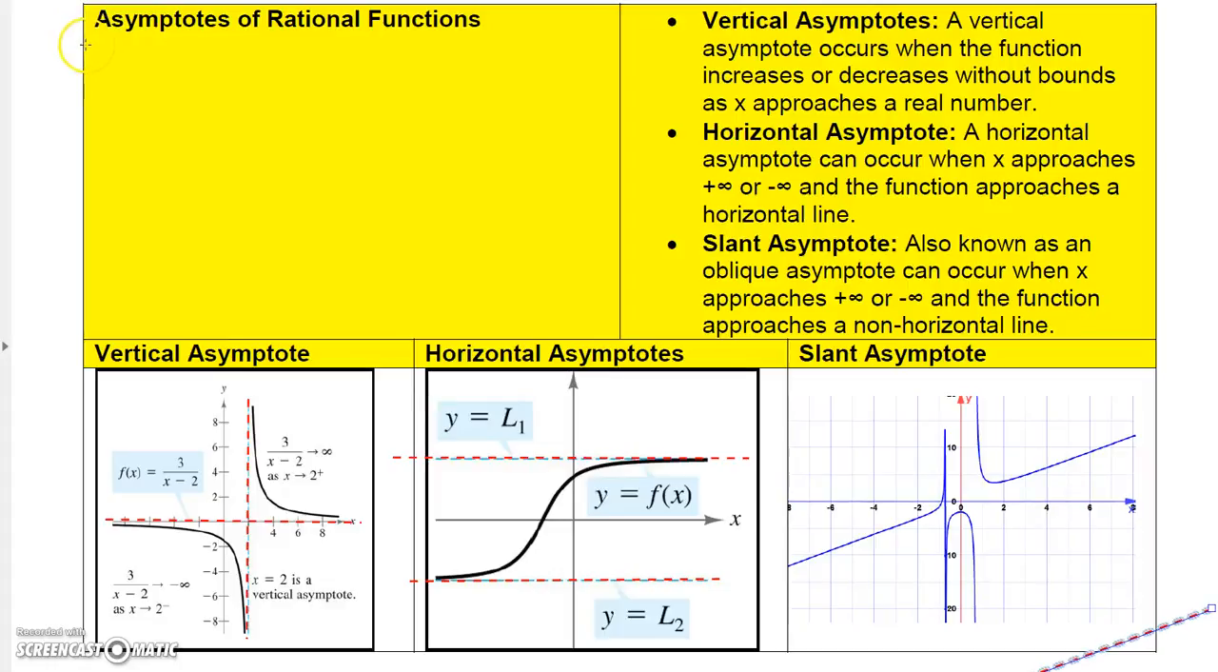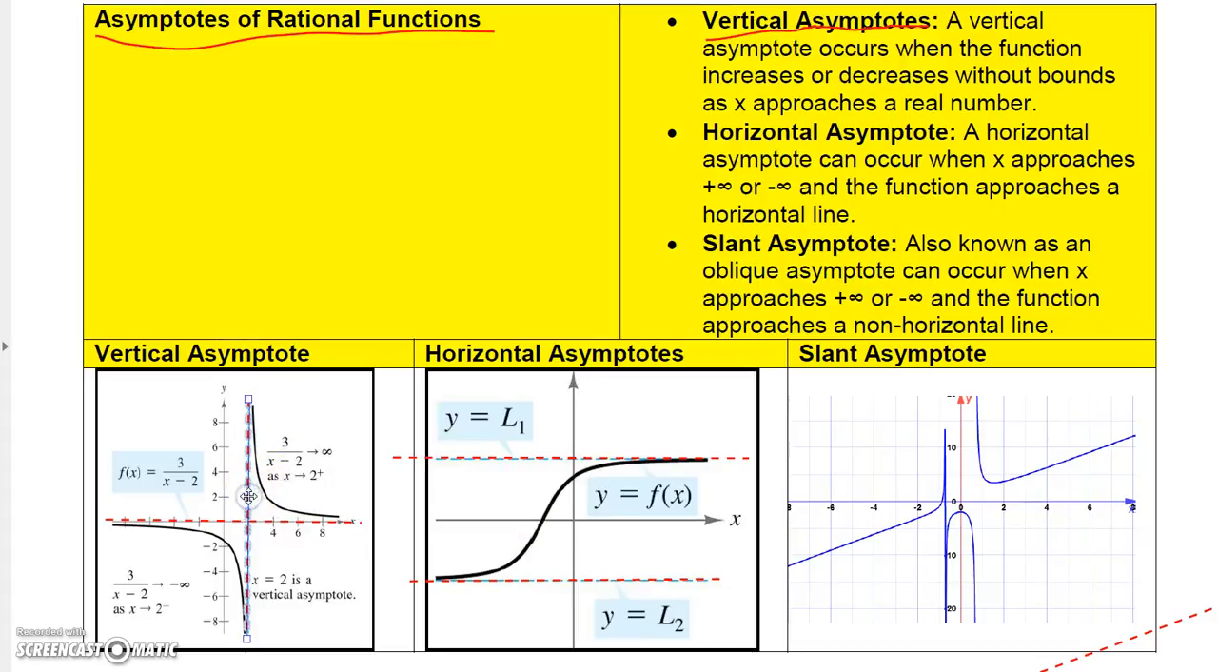Okay, let's continue this section, and now we're going to talk about asymptotes of rational functions. I'm going to talk to you about vertical asymptotes first. You get a vertical asymptote when the function increases or decreases without bound as x approaches some real number.